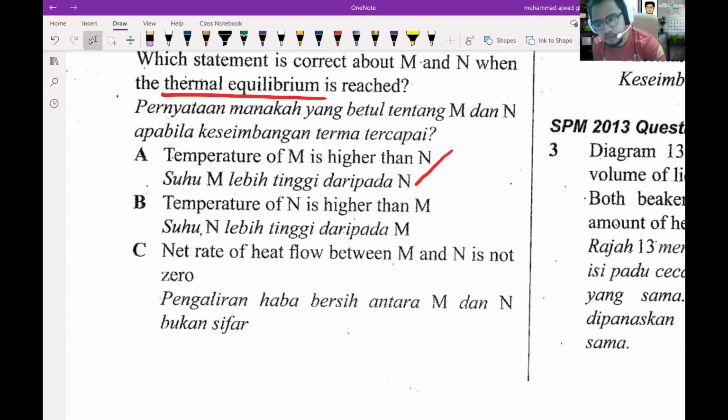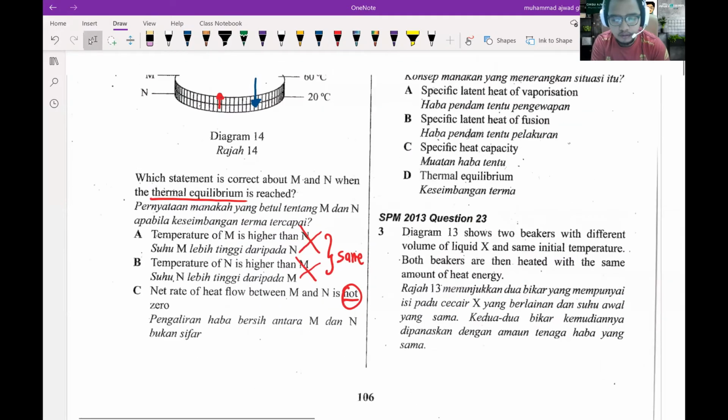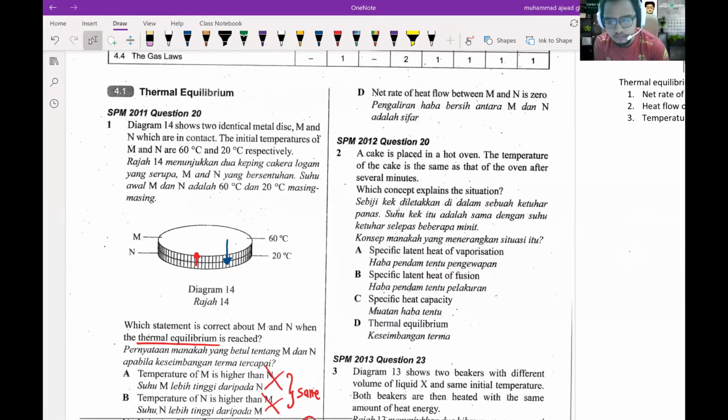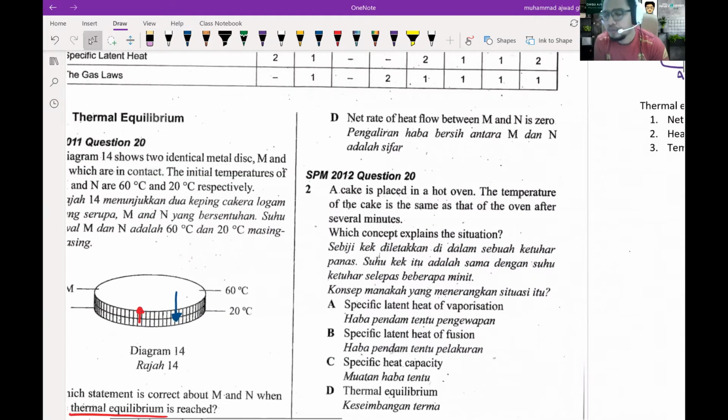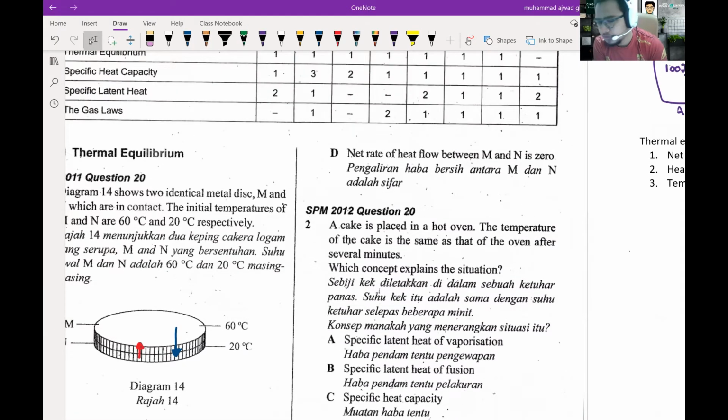Temperature higher, no, because temperature in thermal equilibrium is the same. Net rate of heat flow is not zero. Not zero. Should be zero. So jawapan dia adalah net rate of heat flow between M and N is zero. So the answer is D. Okay.